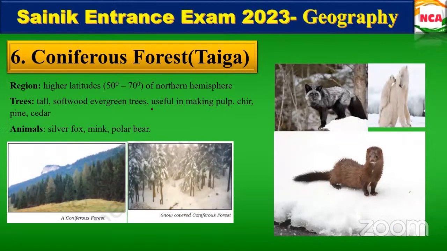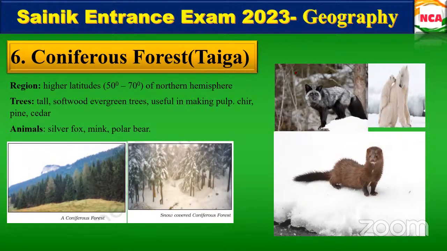Yes, ma'am. Coniferous forest. Okay. So in this coniferous forest, see how it is in higher latitudes. We can find this in higher latitudes of 50 degrees to 70 degrees of the northern hemisphere. Okay, we have tall softwood evergreen trees useful for making pulp, that is used for what? Paper. Okay, and also chir, pine, cedar, these are the few trees that are present there. Okay, and when you take the animals, silver fox, mink and polar bear.